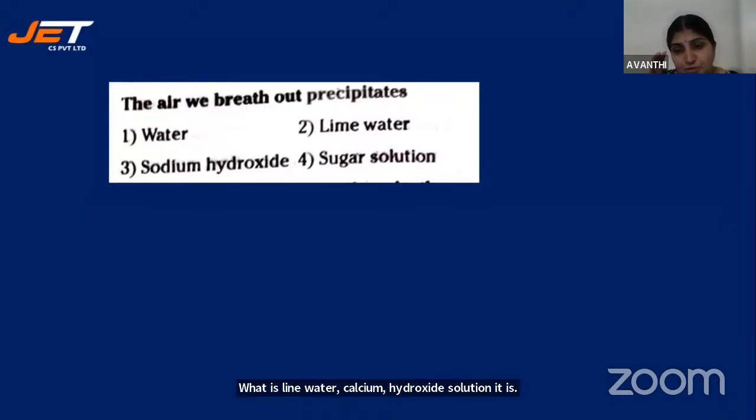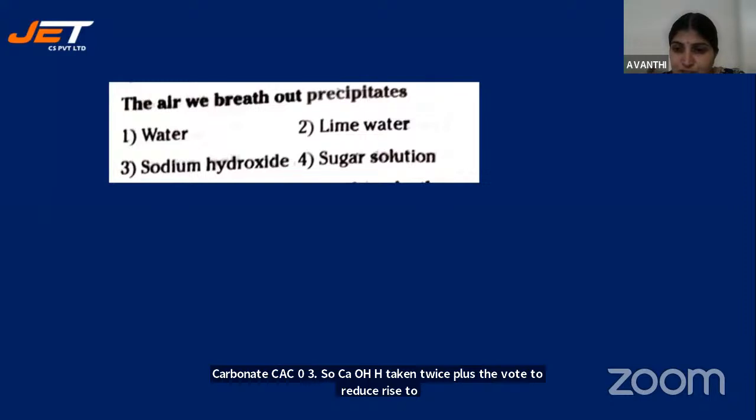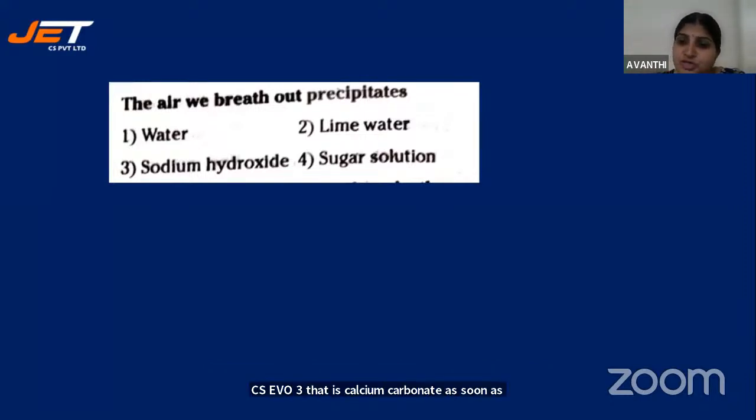So if we just take a test tube and take some water and add this lime water, then when we exhale gas, the exhaled gas contains carbon dioxide. That carbon dioxide immediately reacts with calcium hydroxide solution, that is lime water, and it completely turns milky white. That milky white indicates the formation of calcium carbonate, CaCO3. So Ca(OH)2 plus CO2 gives rise to CaCO3, that is calcium carbonate. As soon as calcium carbonate forms in the test tube, the complete solution turns white. So the white color indicates calcium carbonate formation.